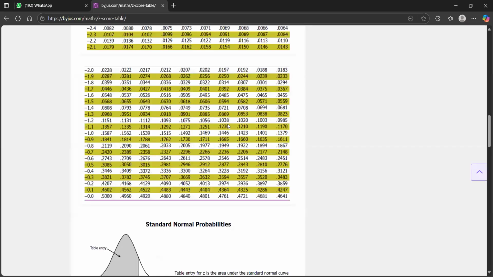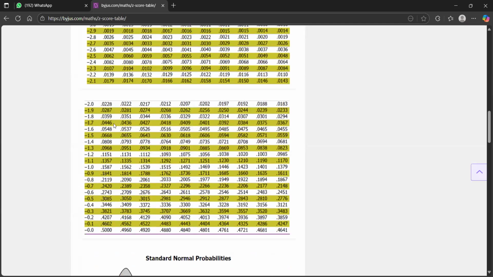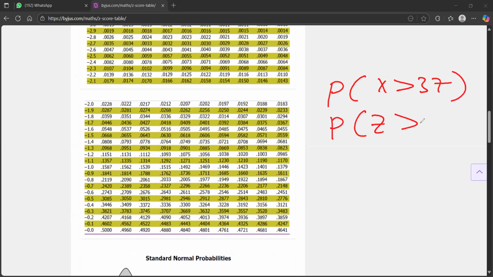Negative 0.5. Yeah, here it is. Negative 0.5 and then 0.0. So it's 30.85%, right? Yeah, so we are searching for X greater than 37. So that means it is the probability of Z greater than negative 0.5, right? Right. Okay. And as I told you, the table shows you the probability of Z less than a number, okay?